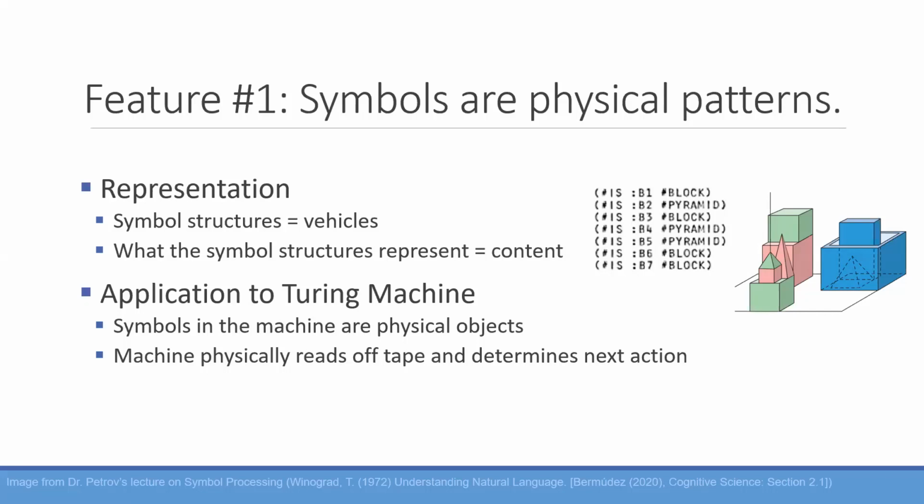This can easily be applied to the Turing machine as well. Symbols in the machine are physical objects, and the machine reads these physical objects off of the tape and determines its next action.